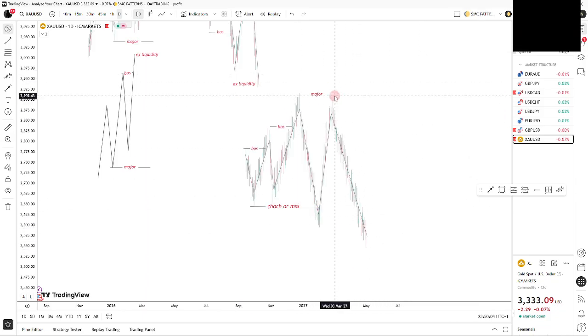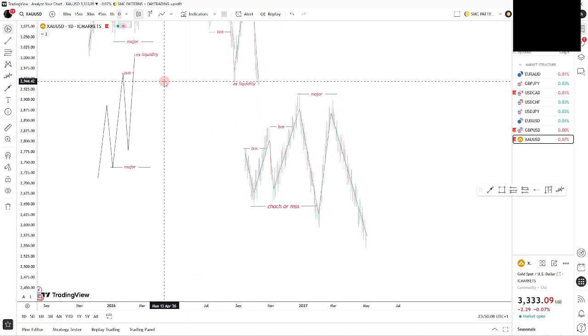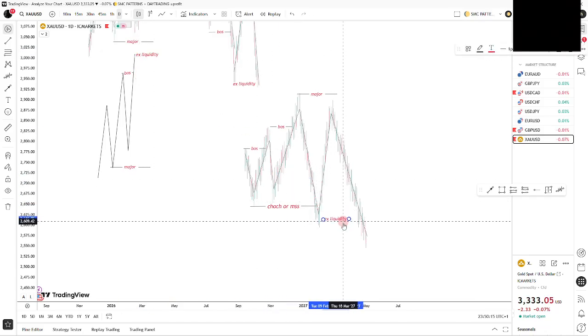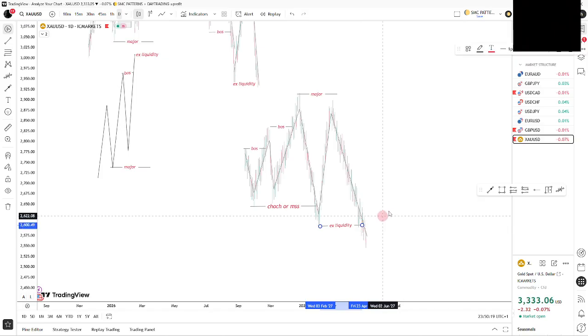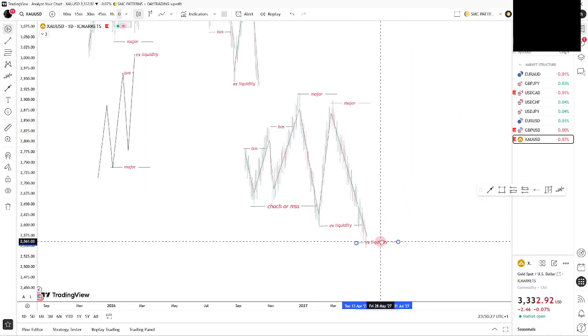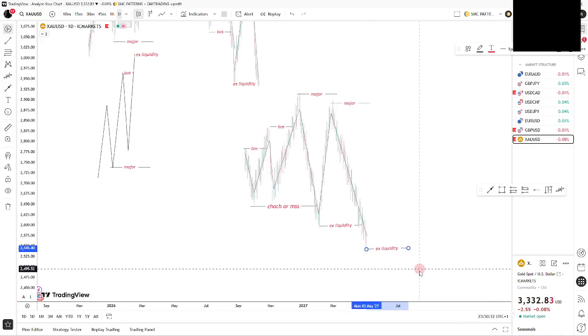Now where next should be my liquidity or external liquidity over here? If you say here, you are very correct. Where should my measure be next? My measure should be here, right? You are very correct. And here should be my break of structure, in case it goes up and comes down.